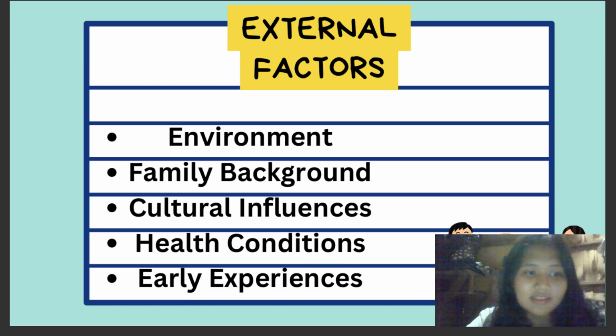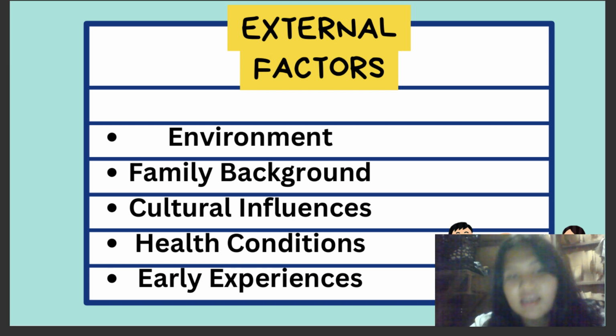The next one is the family background. A child raised in a family that values education, communication, and emotional support will likely develop strong social and academic skills. This nurturing environment can foster a sense of security and confidence for them.